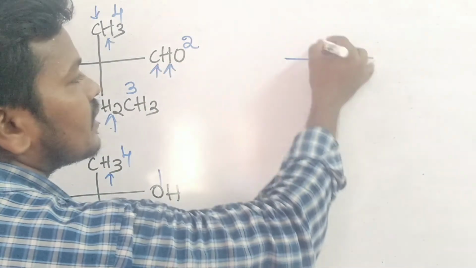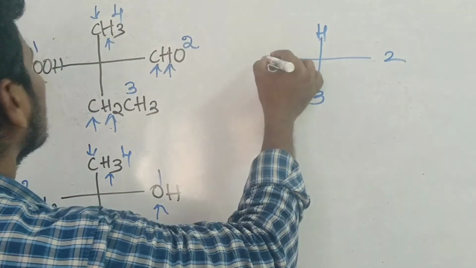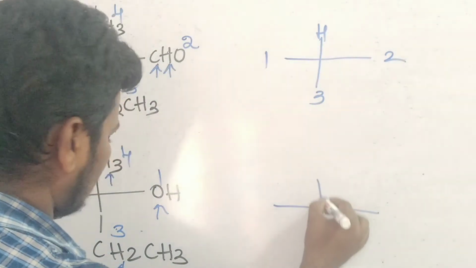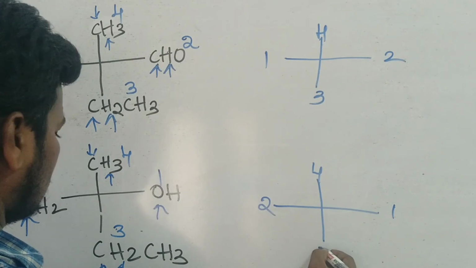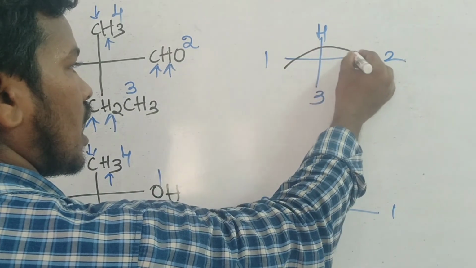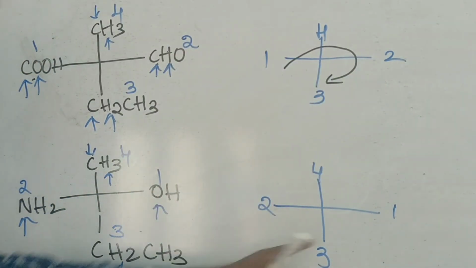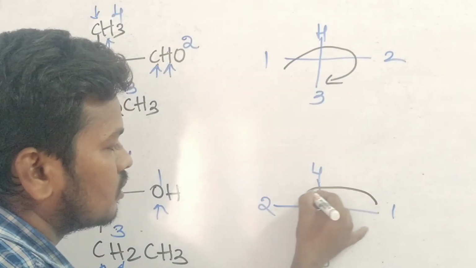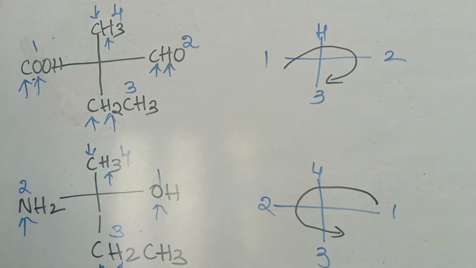Now, the 4th priority is on the vertical position: 4, 2, 3, 1. Here also the 4th position is on the vertical position: 4, 1, 2, 3. So draw a line which should connect 1, 2, 3. Here I have drawn a line which connects 1, 2, 3. Here also we have to connect a line 1, 2, 3. We should not go 1, 3, 2, but 1, 2, 3. Likewise we have to go.